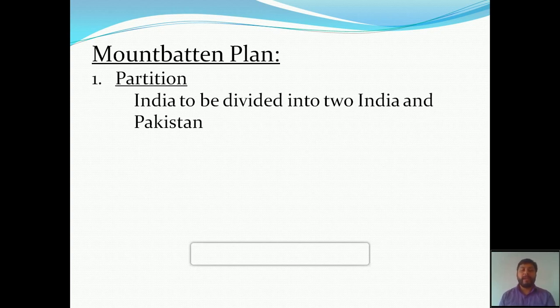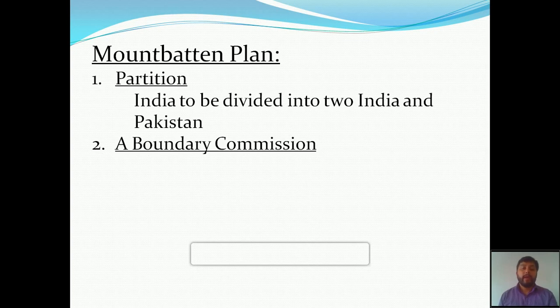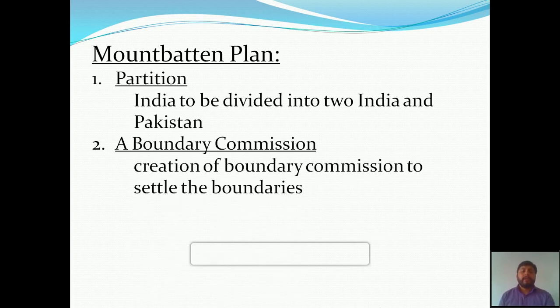One will be India and the other will be Pakistan, which means India is to be divided into 2, India and Pakistan. And the second provision according to the Mountbatten plan was a boundary commission, which means creation of a boundary commission to settle the boundaries, which means the boundary commission will be deciding the boundaries of both the countries.